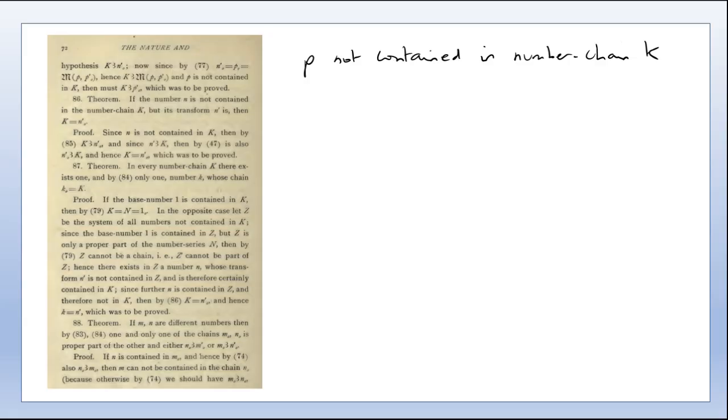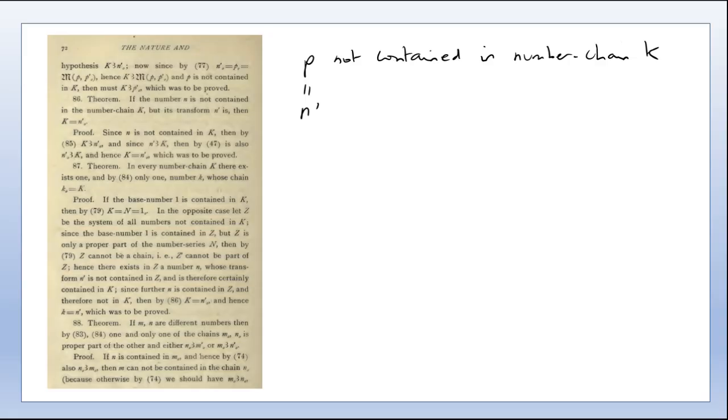Theorem 40 is that if A is a part of a chain K, then A primed is also a part of K. Right, okay, so we've set P equal to N primed. In other words, N primed is not contained in the number chain K. So in particular, K is a chain. So N primed, the transform of N, is not in the chain K. So it's kind of the contrapositive of 40, right?